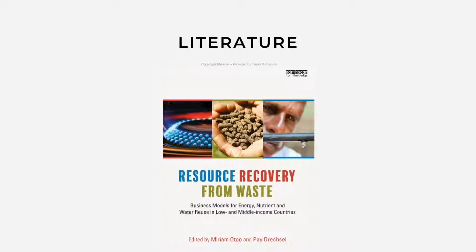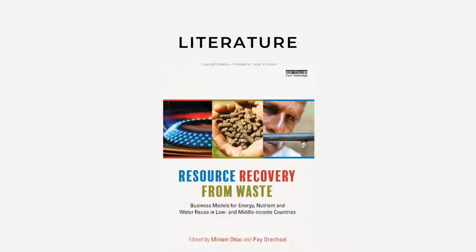In the further reading sections below, you will find 3 examples of RRR business models from the publication Resource Recovery from Waste, Business Models for Energy, Nutrient and Water Reuse in Low and Middle Income Countries. Read the executive summaries of the cases and have a look at their business models. If any of the business model elements are unclear to you, download the business model cheat sheet below and read through the guiding questions.